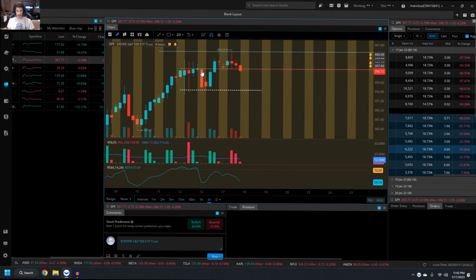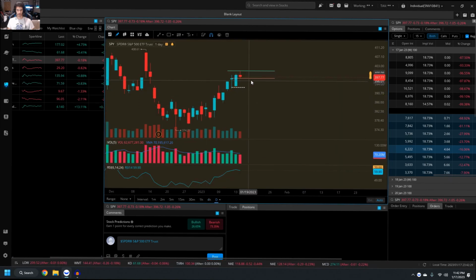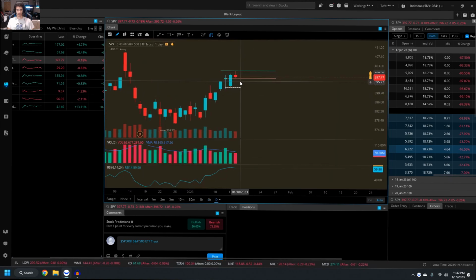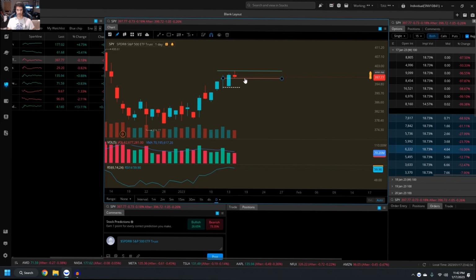I make it bold and I dot line it, and that's going to be our put price target. So if we open below this red line tomorrow and I decide to play puts, this is the first place I would be looking to sell my puts.